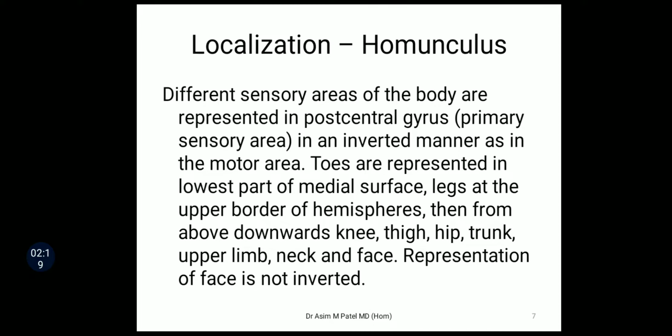Localization or homunculus. Different sensory areas of the body are represented in postcentral gyrus or primary sensory area. Different areas of the body are represented in this primary sensory area in an inverted manner, as in the motor area. Toes are represented in lowest part of medial surface, legs at the upper border of hemispheres, then from above downwards, knee, thigh, hip, trunk, upper limb, neck and face. The representation of face is not inverted. Face is not represented in the inverted manner.